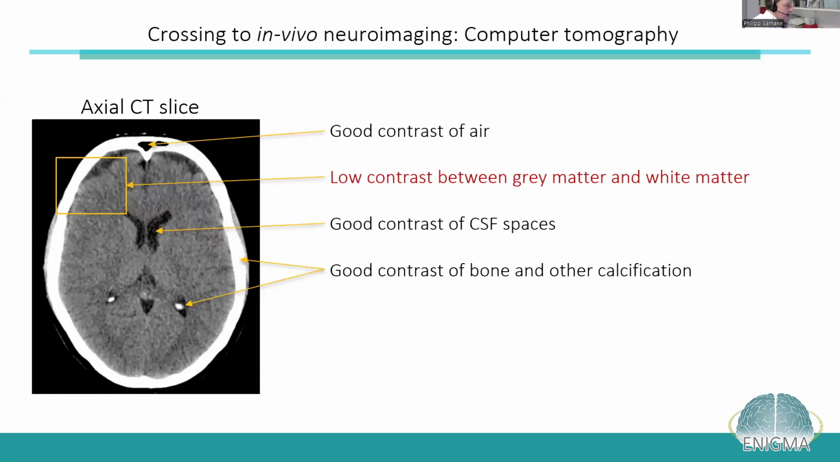Here you can see that CT gives you a very good contrast between the CSF spaces and the brain, which, for example, is very important if you are analyzing an emergency patient looking for shifts of the CSF spaces or swelling of the brain, for example. You also see air quite well contrasted and bone. However, the contrast between gray matter and white matter is not very good.